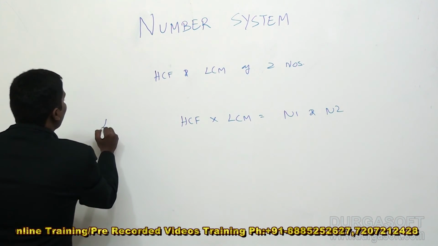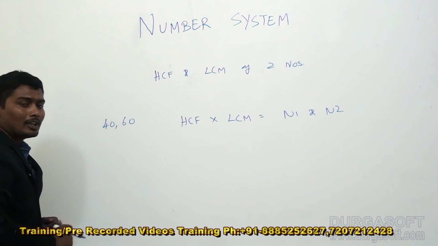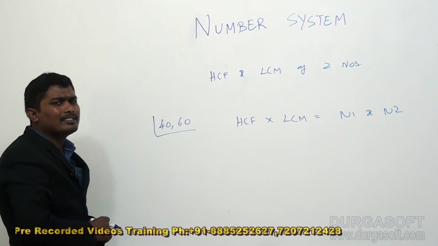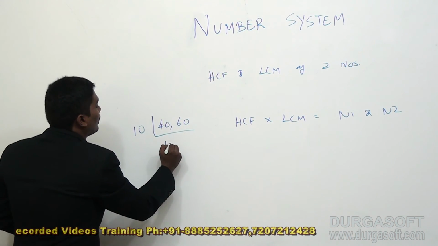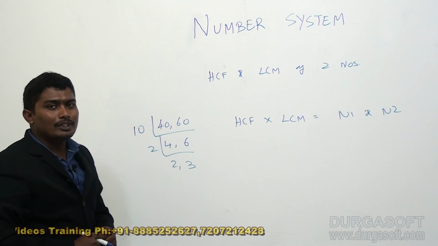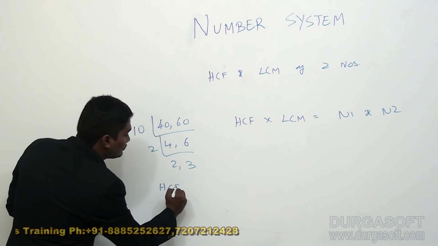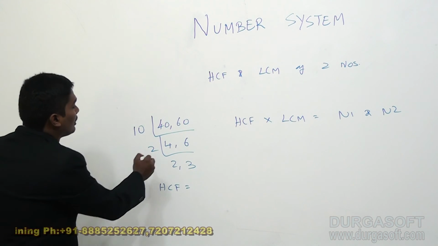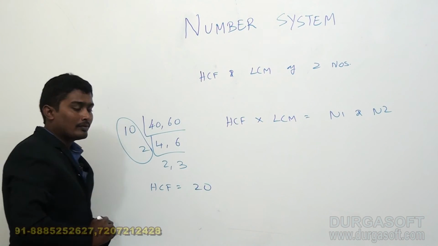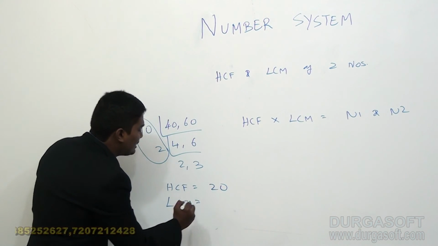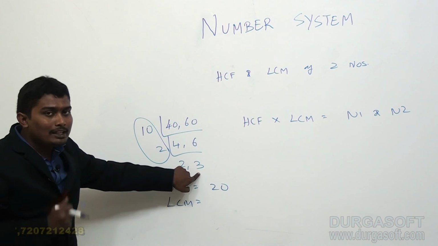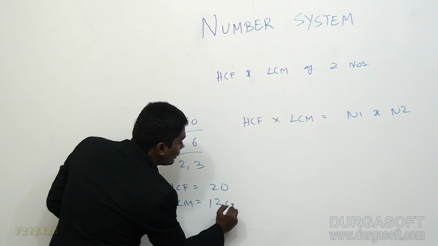So I'll take two numbers 40 and 60. I'll try to find the HCF and LCM. So I'll do the L division. Both these numbers are divisible by 10, so divided by 10, 4 times, 6 times. Again divided by 2, 2 times, 3 times. I can stop with this. Here, as I already told, the HCF will be the product of the numbers on the sides alone. So 10 into 2, your HCF will be 20. Your LCM will be 10 into 2, 20, 20 into 2, 40, 40 into 3, 120. So your LCM here will be 120.